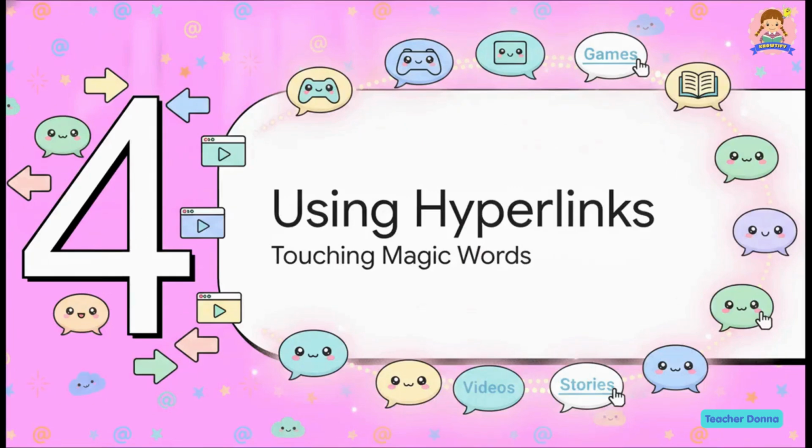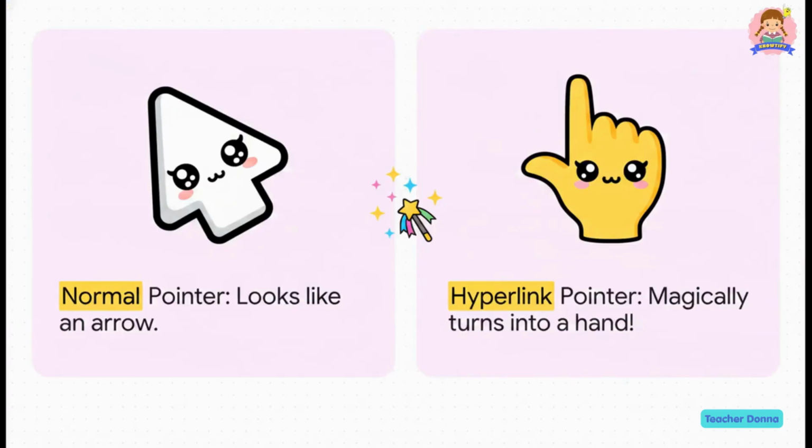All right, on to section 4, clicking around with hyperlinks, or touching the magic words. Now pay really close attention here, because this is a super cool tech trick. When you're just moving your mouse around the screen, your normal mouse pointer looks like a little white arrow, right? But when you hover that arrow over a hyperlink, which can be a piece of text or a picture, it magically transforms into a little hand pointing its finger. That hand is basically telling you, hey, you can click on me to go somewhere new.